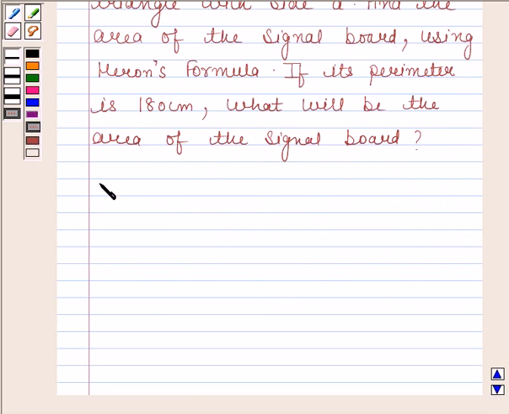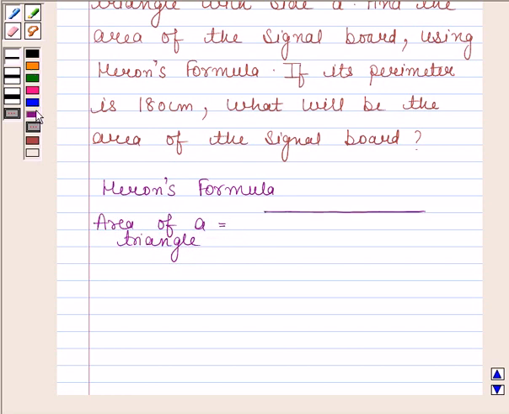Before solving this question, we should first be well versed with Heron's formula. We use this formula for finding the area of a triangle when all its sides are given. Now this formula states that area of a triangle is equal to square root of S into S minus A into S minus B into S minus C.